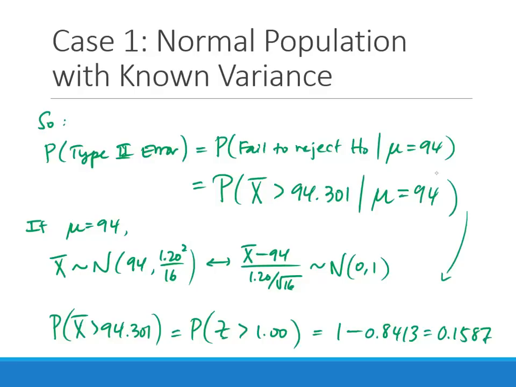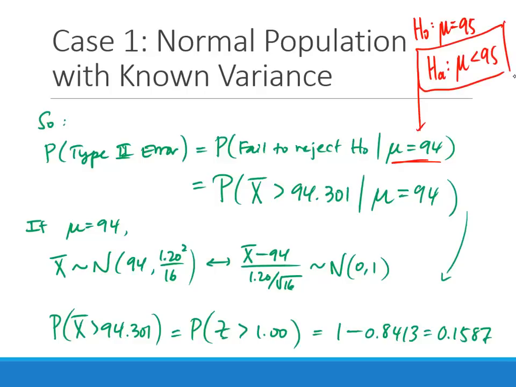So if the population mean really was 94, I can find the probability that I failed to reject the null hypothesis. Remember, the null hypothesis said that mu was equal to 95. So if the mean really is equal to 94, then the alternative hypothesis is true. If mu really equals 94, then the alternative hypothesis is what we should have decided on.